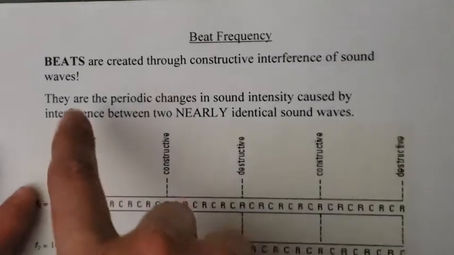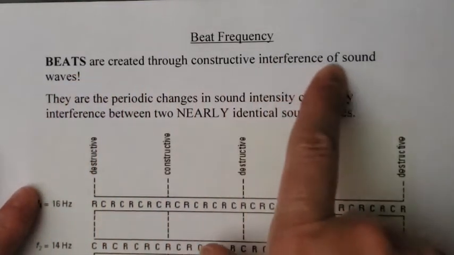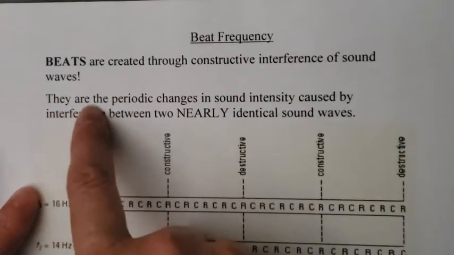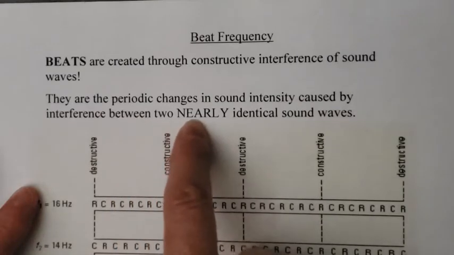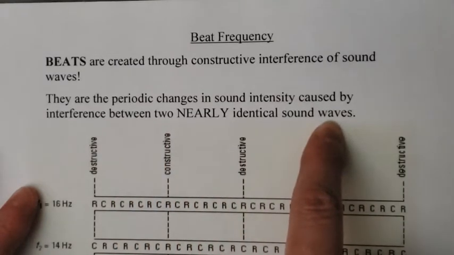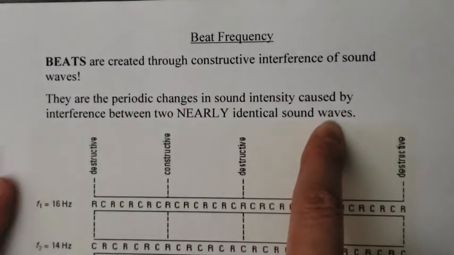Beat frequency. Beats are created through constructive interference of sound waves. They are the periodic changes in the sound intensity caused by interference between two nearly identical sound waves. So when you get into class, I'm going to demonstrate this for you.